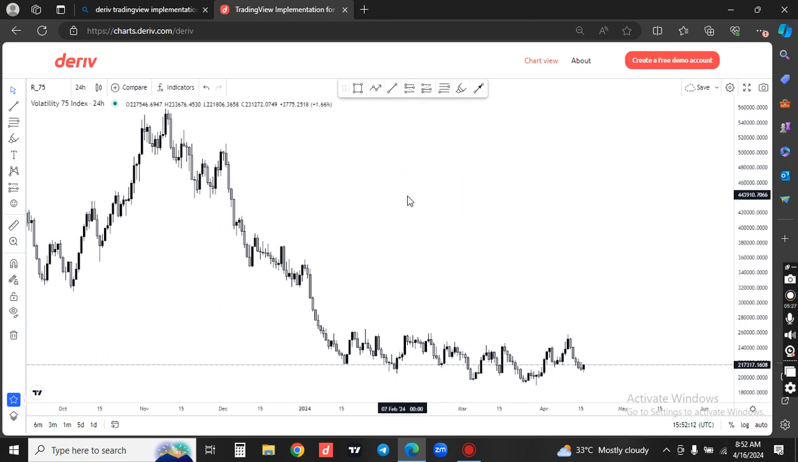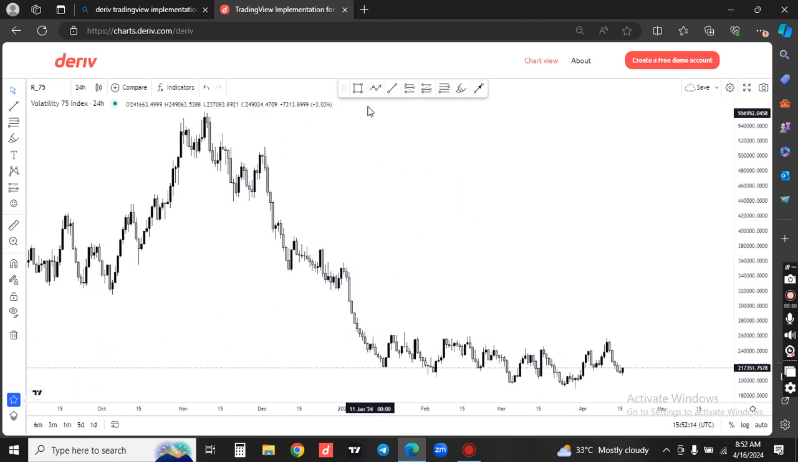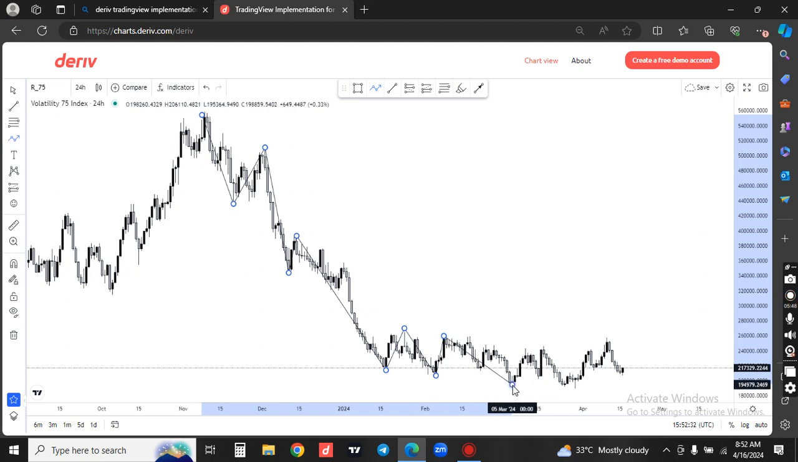Having known this right now, so what do we do next? Use your tool. This is a lower low, right? We have a lower high here. We'll have a lower low here. We have a lower high. We have a lower low here. We have a lower high. We have a lower low here. We have a lower high. We have a lower low. We have a lower high. Then we have what?